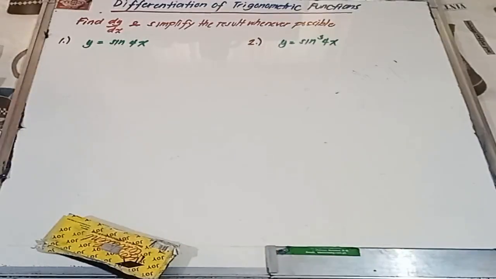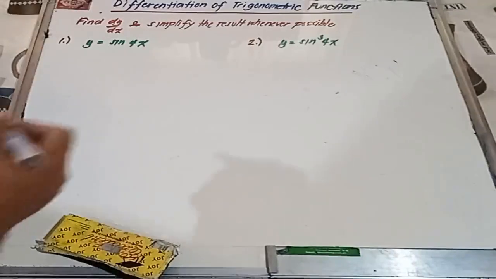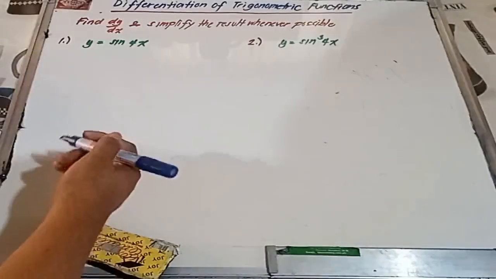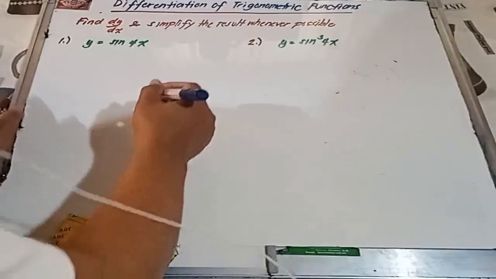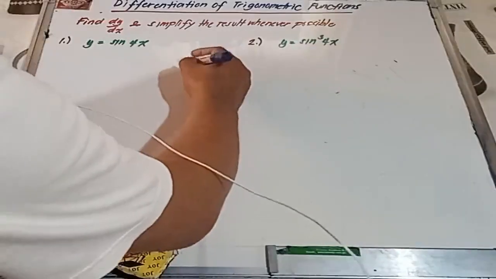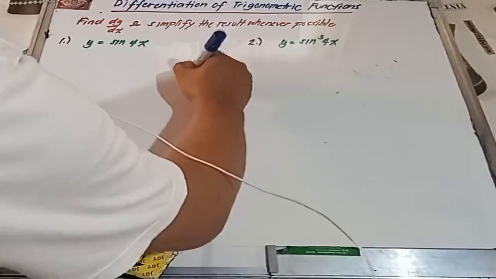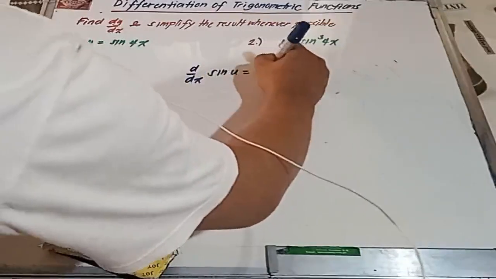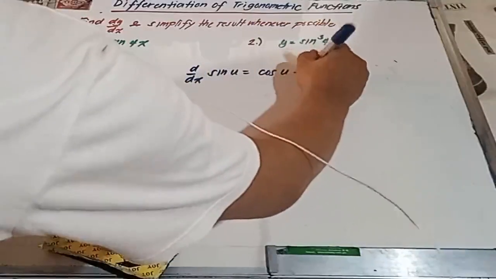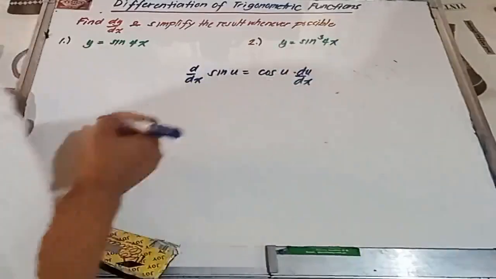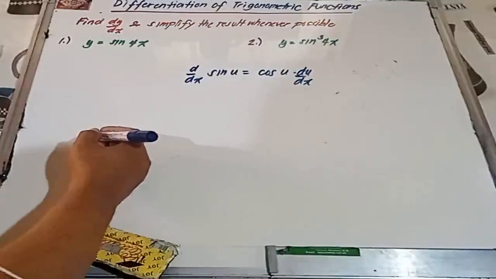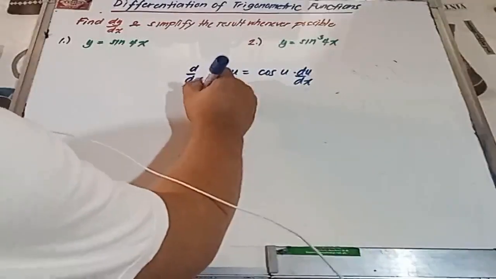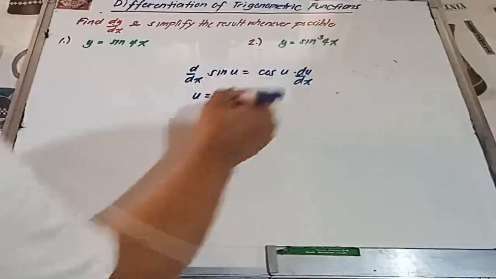Okay? Now, we have example number 1, y equals sine 4x. Now, this is sine function. So, ibig sabihin, gagamitin natin yung formula na derivative ng sine u is equal to cosine u times du over dx. Okay. Sa case nito, ang ating u ay 4x. Okay. U equal to 4x.